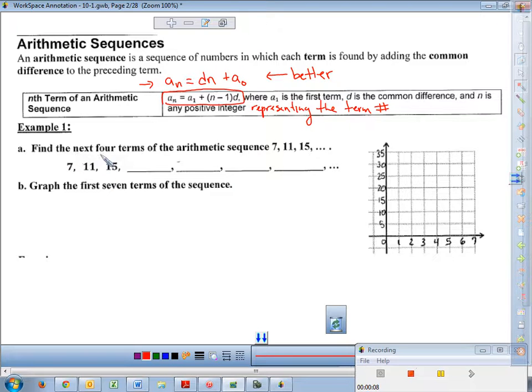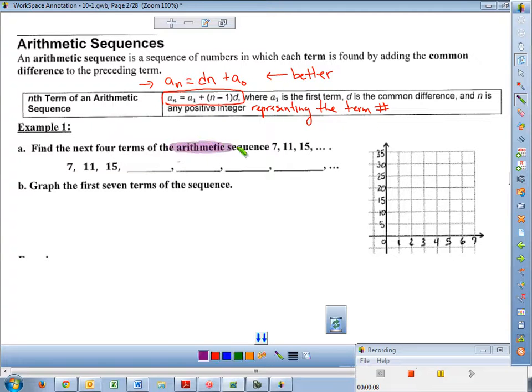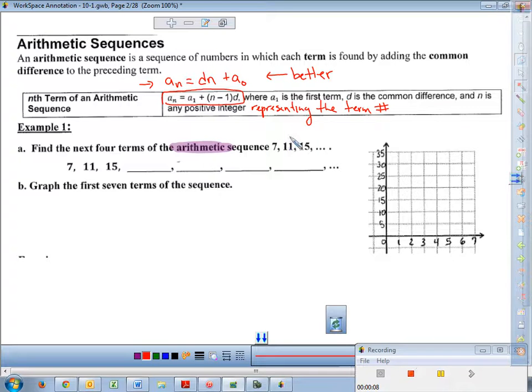So it says, find the next 4 terms in the arithmetic sequence. So here's what they're doing. They're telling us that it's an arithmetic sequence right here. What we need to do is find the common difference. Well, if the first term is 7 and the second term is 11, I'll take the second term minus the first term, and I'll get d equals 4. Right? 11 minus 7 is 4. Tell me that d equals 4. Don't just put a 4 up here. I want you to write that. Then you'll see again, if you do it here, 15 minus 11 is also 4. So the common difference in this arithmetic sequence is 4.